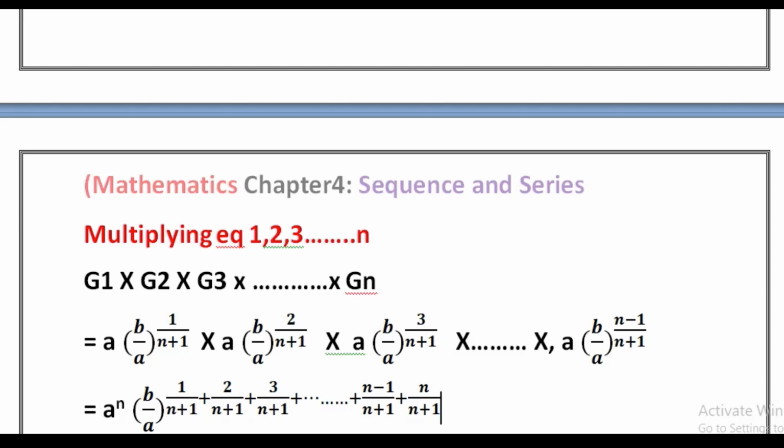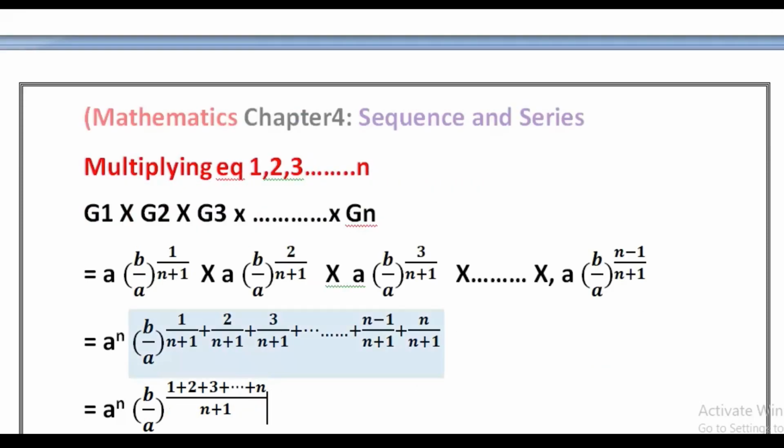Next, A multiplied up to so on can also be written in nth power form: A power n into B divided by A whole power 1 divided by n plus 1, 2 divided by n plus 1, 3 divided by n plus 1. This can also be written in the form of 1 divided by n plus 1 plus 2 divided by n plus 1 plus 3 divided by n plus 1, up to the last term, n divided by n plus 1.